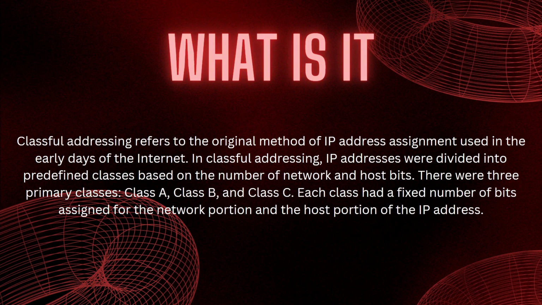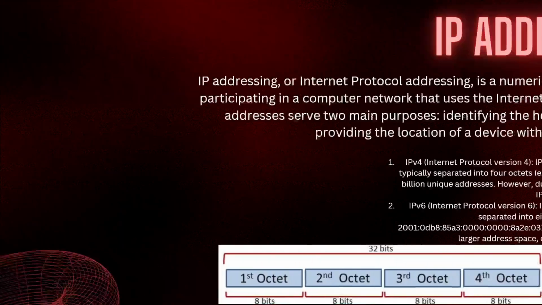There are five predefined classes nowadays, class A to class E, but there were primarily only three classes: class A, class B, and class C. Each class has a fixed number of bits assigned for the network portion and the host portion of the IP address. We'll talk more on that later.